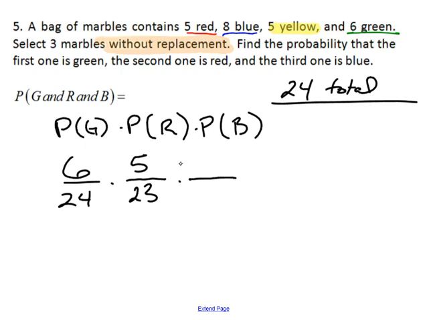Now we took the red one, we threw it away, and we're going to reach back in the bag. We've already taken out a red and a green. That means there's only 22 marbles left. And now let's look at the blue one. There are 8 blue marbles.